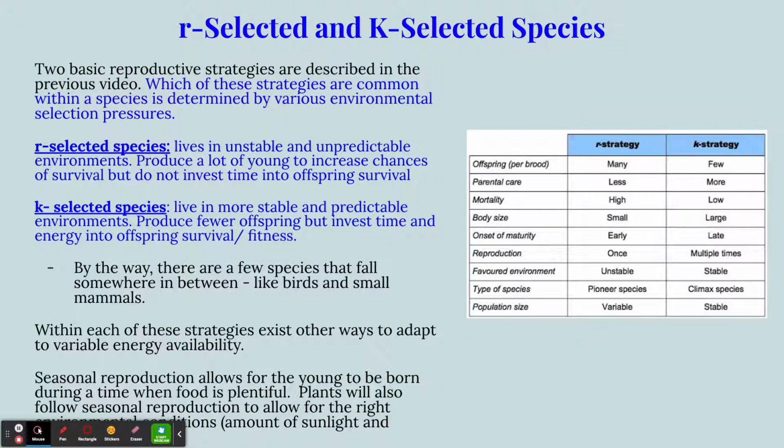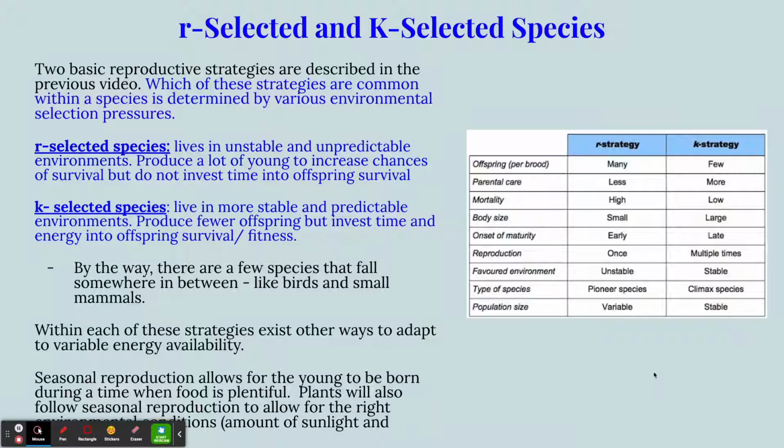K selected species, on the other hand, are in more stable, predictable environments. There's more predation occurring. They're going to produce a lot fewer offspring. So, something like us, we only produce one offspring that takes 9 months, and we invest a ton of time and energy into helping that species' offspring survive and reproduce later in life.